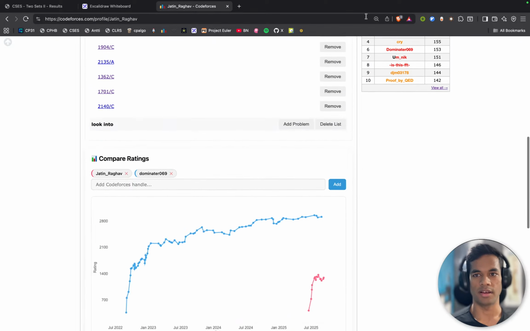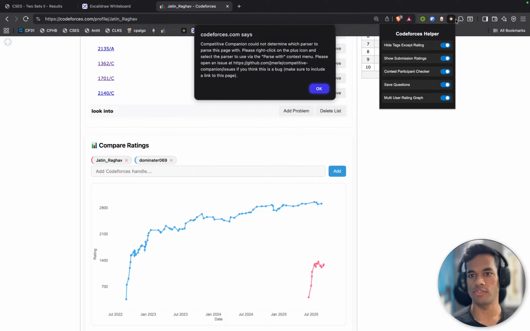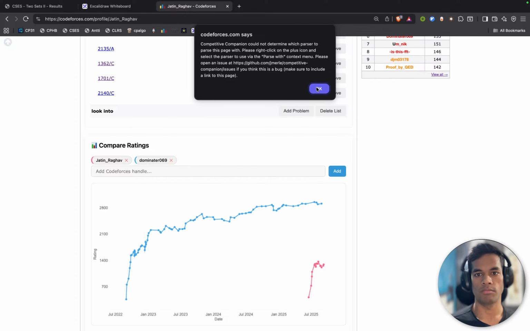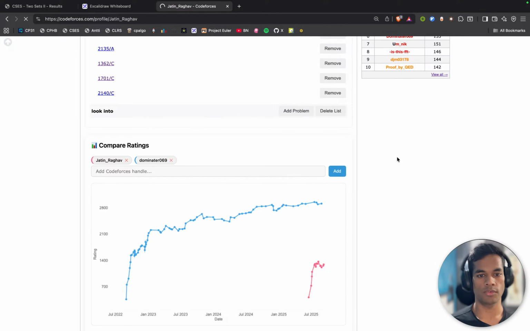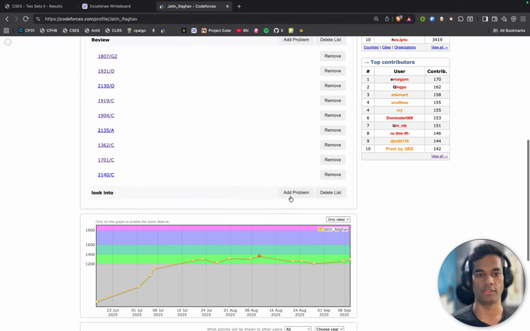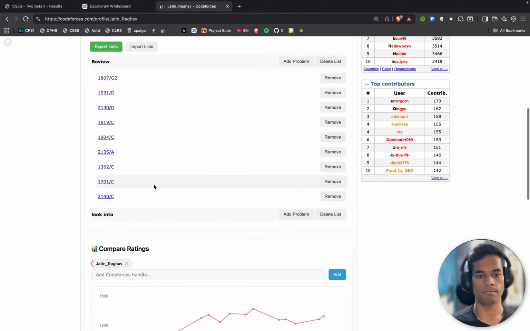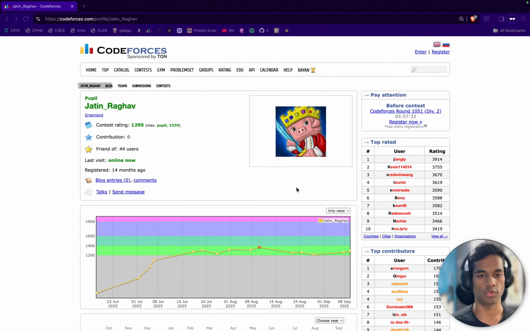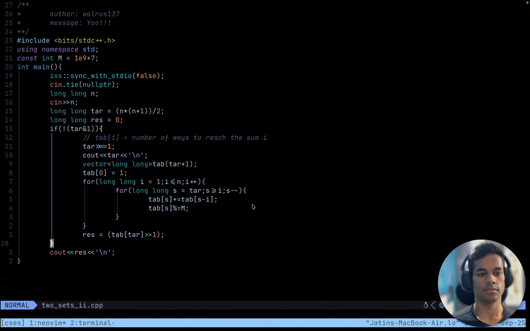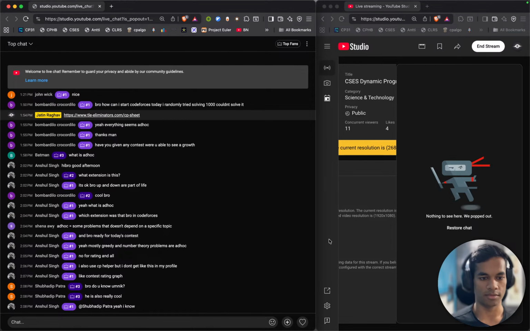I guess that is by the extension. Contest participation checker, show submission rating, hide tag, multi-user graph. Yep, this is the one. Multi-user graphs. I have now turned it off. Yeah, now it is gone. And if I turn it off, we are back in business. That is cool. And now that thing. Yep.